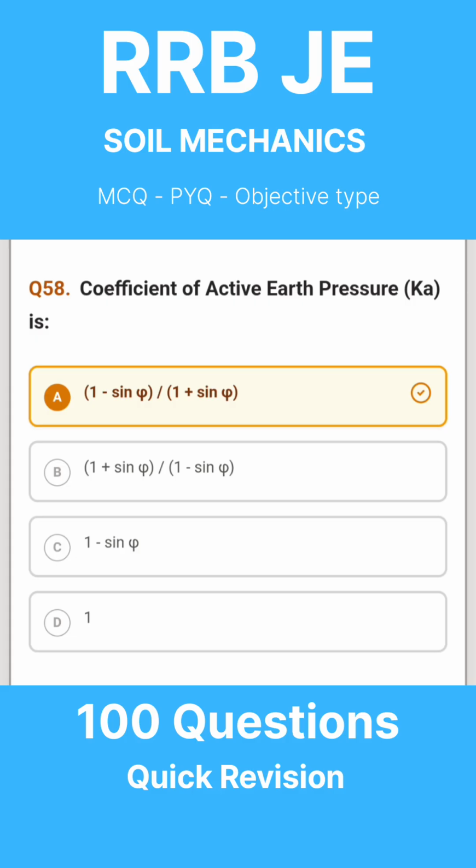Question 58. Coefficient of active earth pressure, Ka, is? The correct answer is 1 minus sin phi divided by 1 plus sin phi. Question 59. Coefficient of passive earth pressure, Kp, is? The correct answer is 1 plus sin phi divided by 1 minus sin phi.